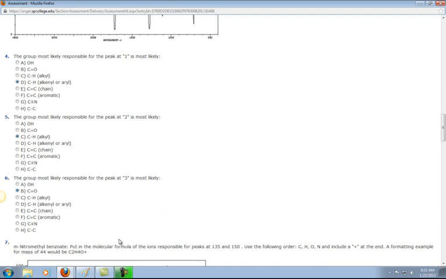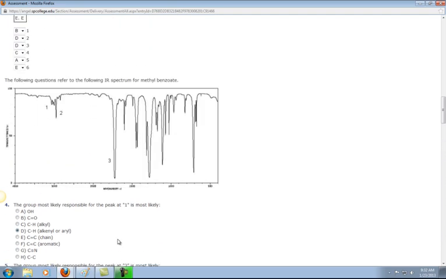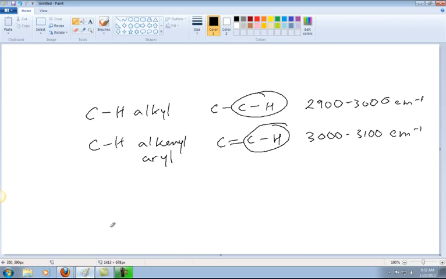The other thing that helps us out here is the fact that we already know what the structure is, and we expected to see a C double bond O, and we expected to see a CH alkyl, and we expected to see a CH alkenyl or aryl as well. So just doing the structure up again, you should use the structure you have to make those things possible. So you've got your CH alkyl here, you've got your CH alkenyl or aryl here, and then you've got your C double bond O here.